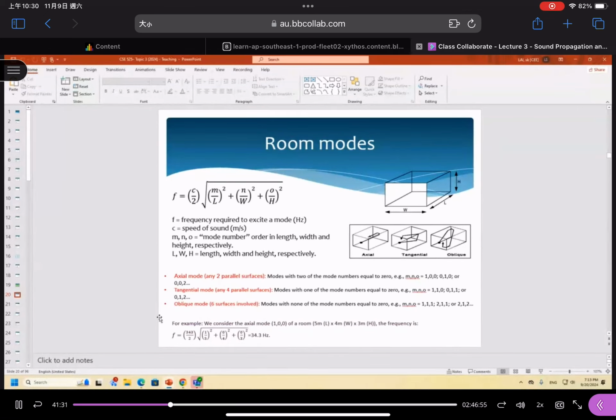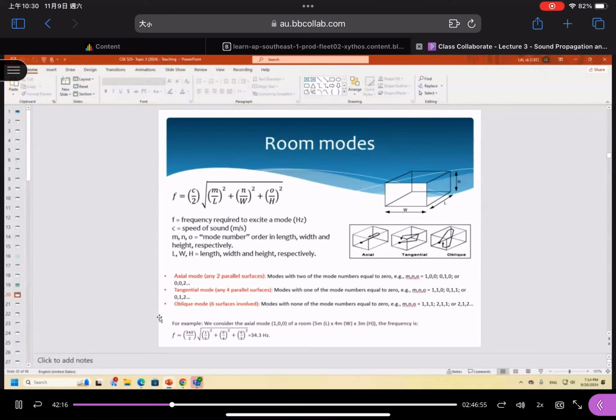How do we consider this? There are 3 different modes. The first one is the axial mode. The axial mode is the easiest to trigger because we just consider 2 parallel surfaces. It could only happen when we set the other two to zero, like when we set m, n, and o to 1, 0, 0. What does it mean? It means that we do not consider the other two, we just consider the values of m. The axial mode happens between 2 parallel surfaces.